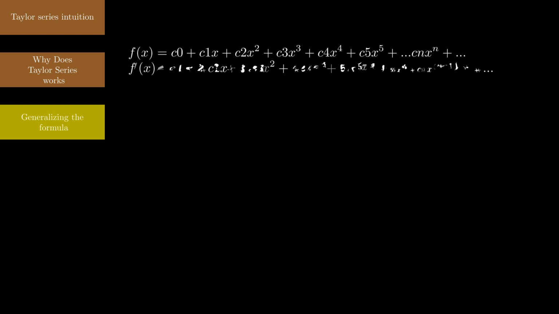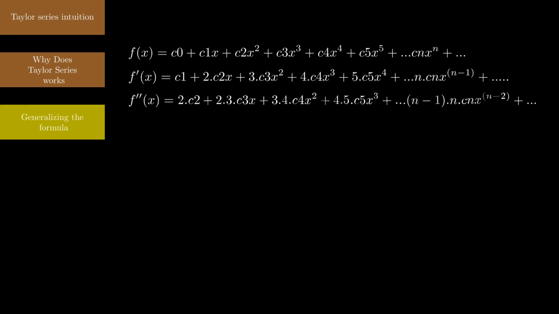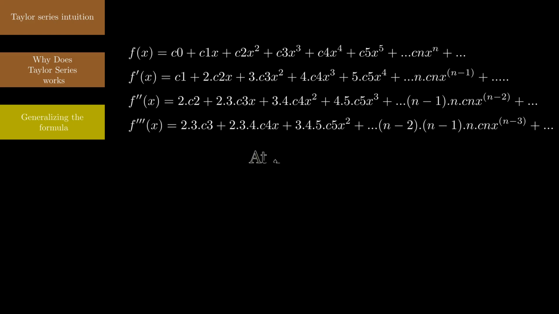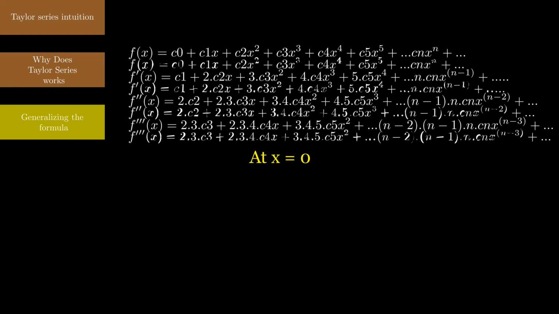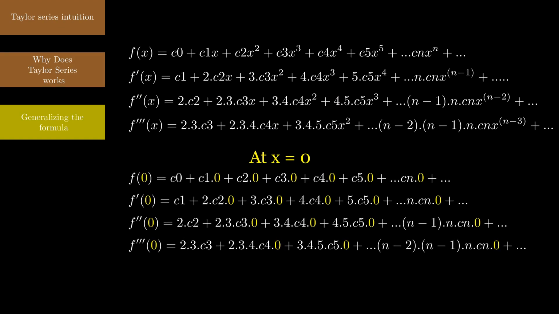Now, it's time to establish a more general formula. We begin by calculating the first-order derivative for the polynomial, followed by the second order, then the third order, and so on. When we evaluate these derivatives at 0, we notice that for the polynomial, all terms with x vanish, leaving only c0. For the first derivative of the polynomial, c1 is the only non-zero term. And similarly for the second-order derivative, c2 is non-zero, and so on.